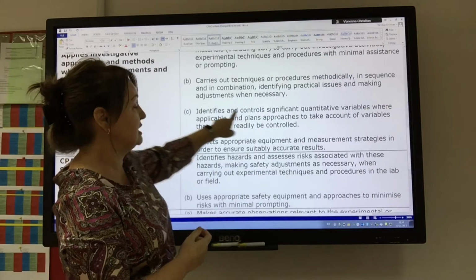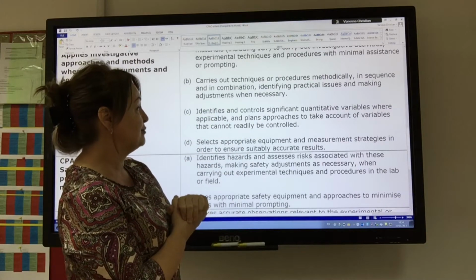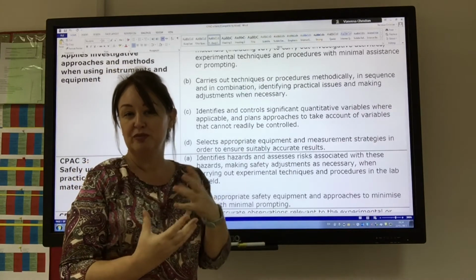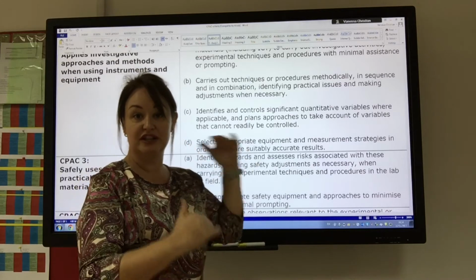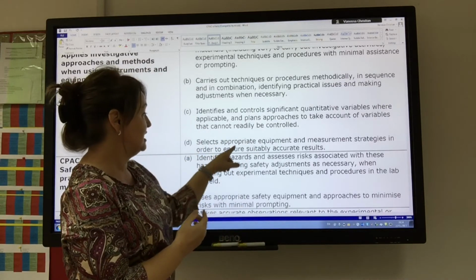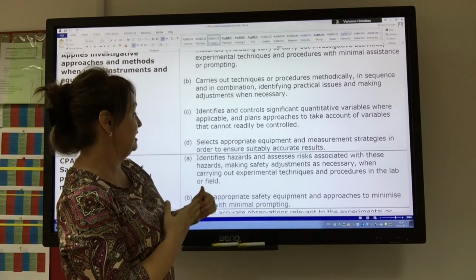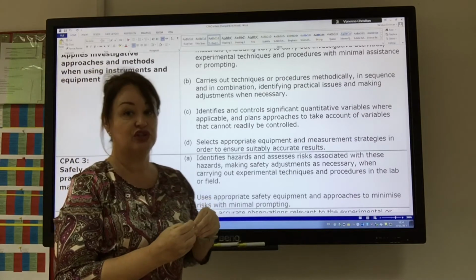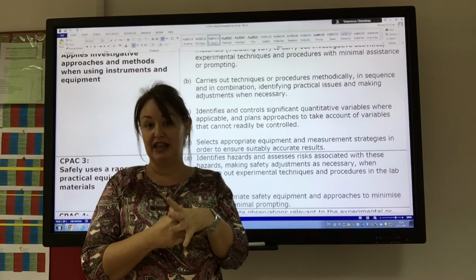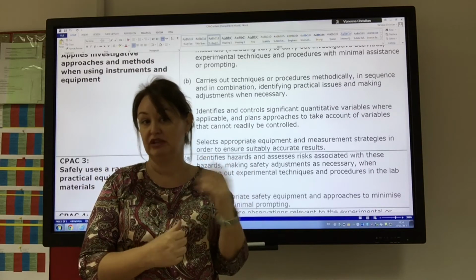Identifies and controls significant quantitative variables where applicable, and plans approaches to take account of variables that cannot be readily controlled. So some things can be examples of both CPAC criteria. Select appropriate equipment and measurement strategies in order to ensure suitably accurate results. So you might, for example, need to measure the temperature using a thermometer that has a resolution of half a degree instead of a whole degree.